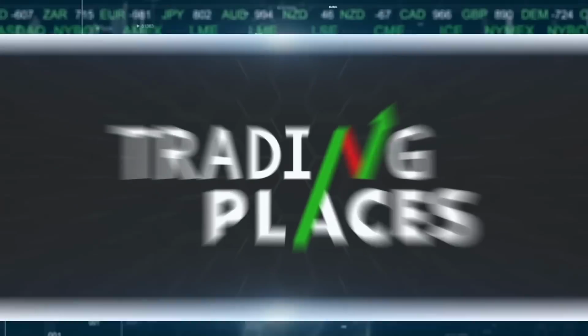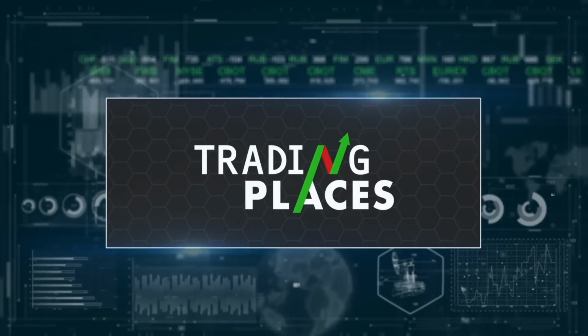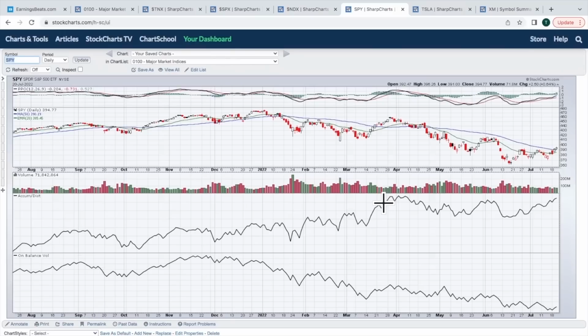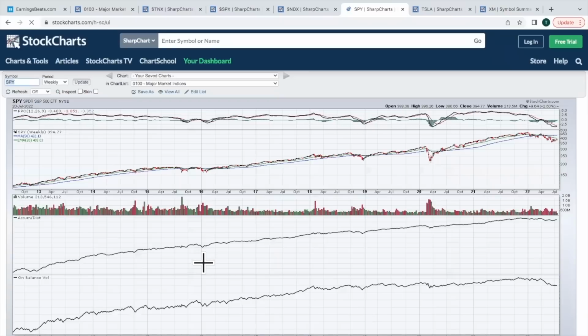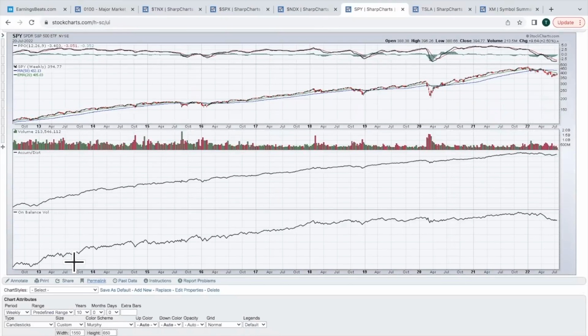All right, so let's move on. Let's talk about the AD line and on-balance volume. A lot of times these go in the same direction. If we go back 10 years and go to a weekly chart, the AD line is going up and the on-balance volume line is going up. They look pretty similar to me, right? Well, I think the AD line gives us a little bit better information. First of all, you can see that the on-balance volume of the Spider is down to lows that we haven't seen since back in 2020. Looks horrible.